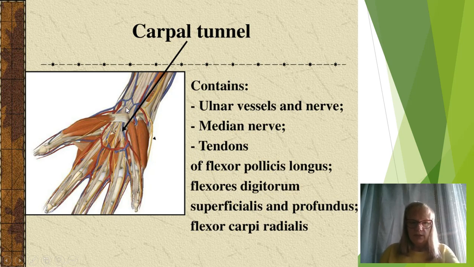So, and then contents of the carpal canal. Canal, we also use this term. Ulnar vessels and nerve. Here we have the median nerve. This one we see the ulnar vein, the artery, branches of the artery, ulnar nerve. Here we see the median nerve. And tendons: the flexor pollicis longus, flexor digitorum profundus and superficialis, and flexor carpi radialis.